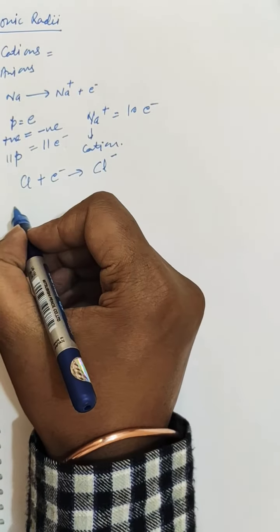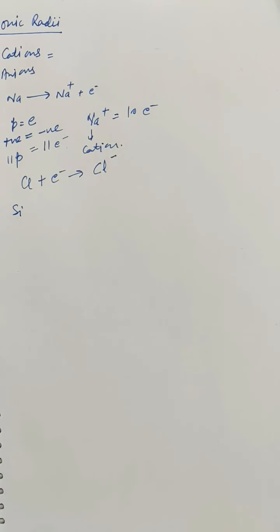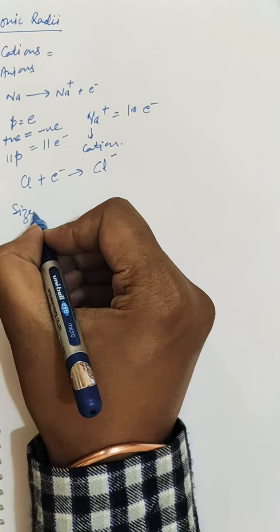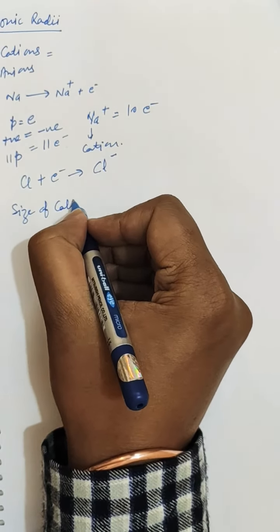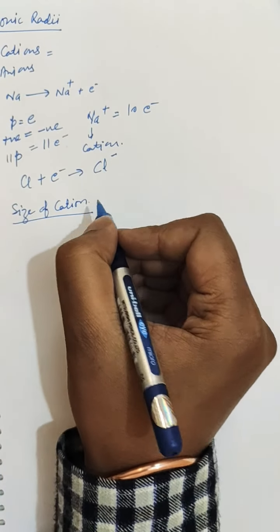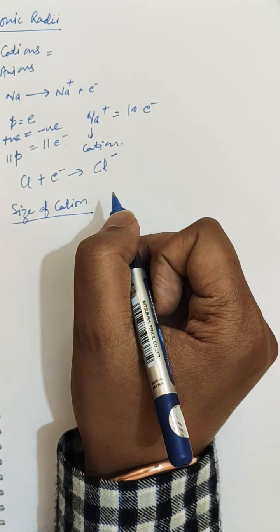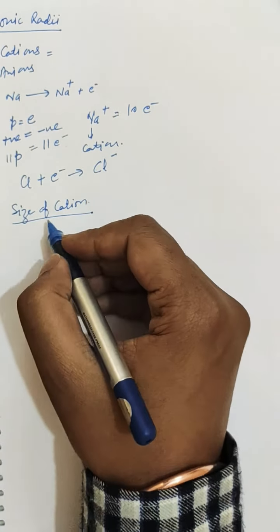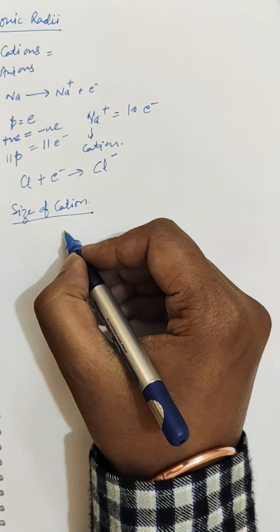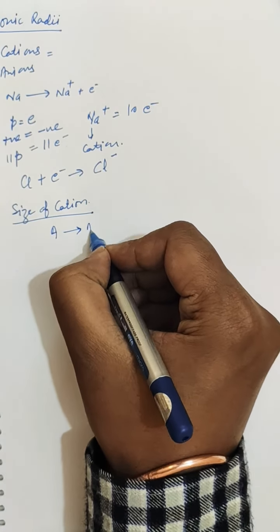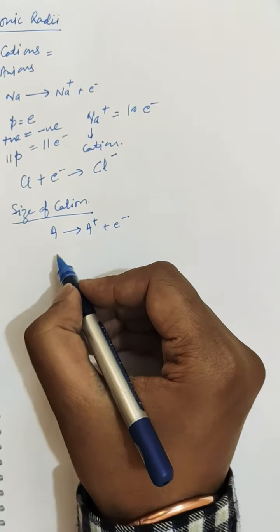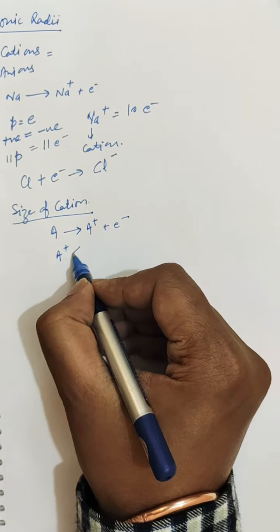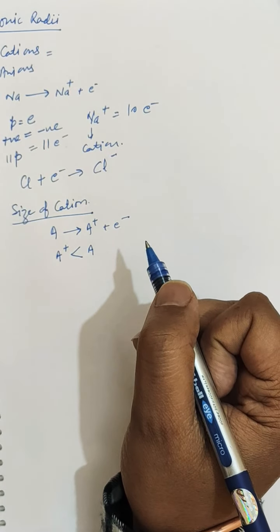First of all, we will take the size of the cation. In general, the size of the cation is smaller than the neutral atom. Suppose a cation is formed from its atom. The size of the cation, that is A positive, is smaller than the neutral atom, that is A.